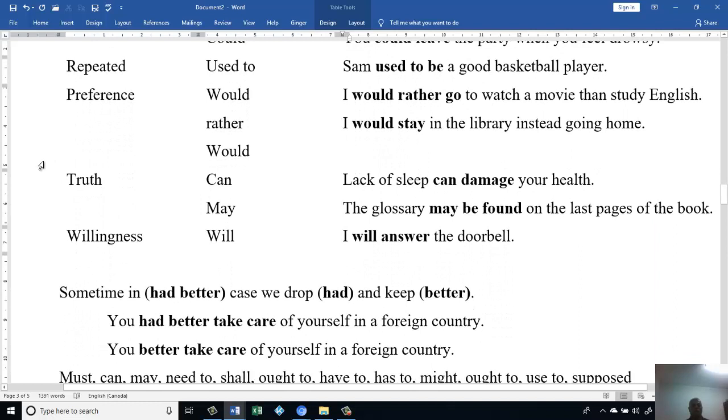Then we would say the truth. You could use can or may. Lack of sleep can damage your health. The glossary may be found on the last page of the book. Willingness, we use will. I will answer the doorbell.